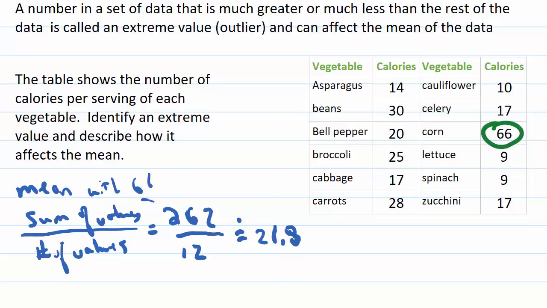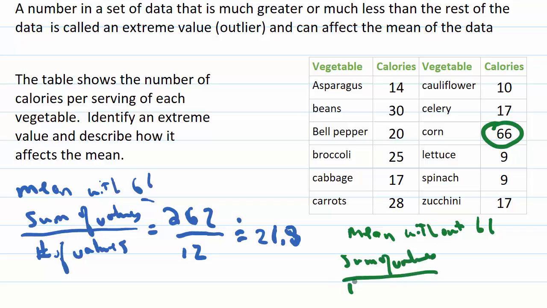Now, I can calculate the mean without 66 in it, or the extreme value. So it's the sum of the values divided by the number of values. Let me clear that up. The number of values. And in this case, I'm going to strike this one from the record.